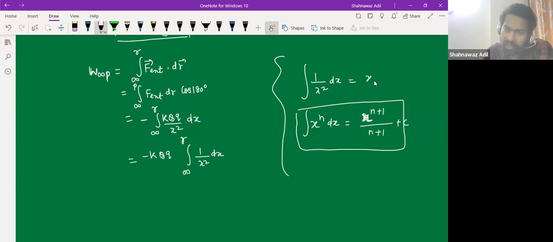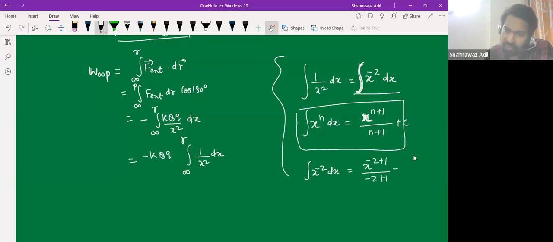Similarly, for 1 by x square, what is the power on x? If we take it in the numerator, it is minus 2. So the power becomes negative. Matching with the formula, n is minus 2. So we get x to the power minus 2 plus 1, divided by minus 2 plus 1, plus c.